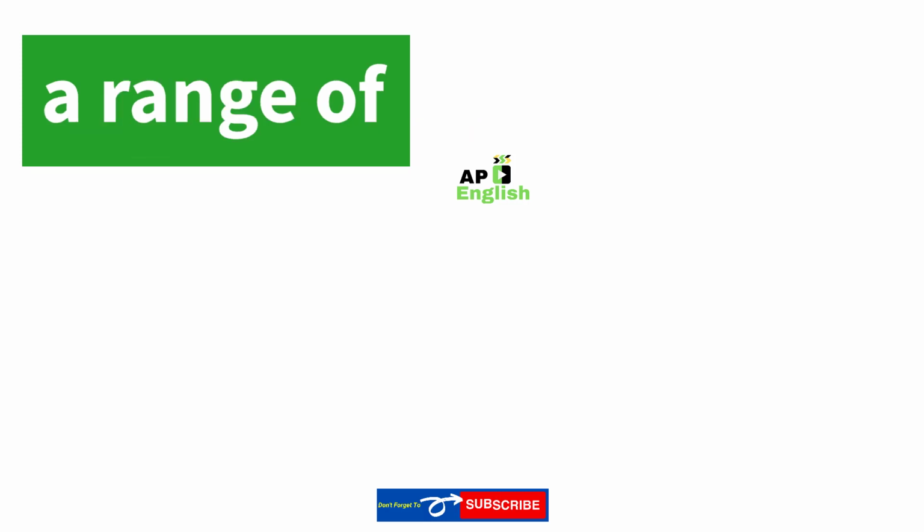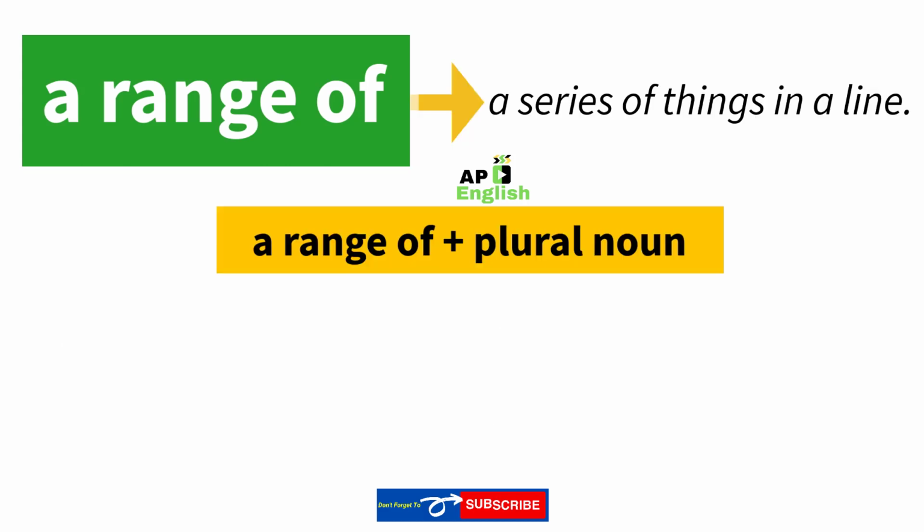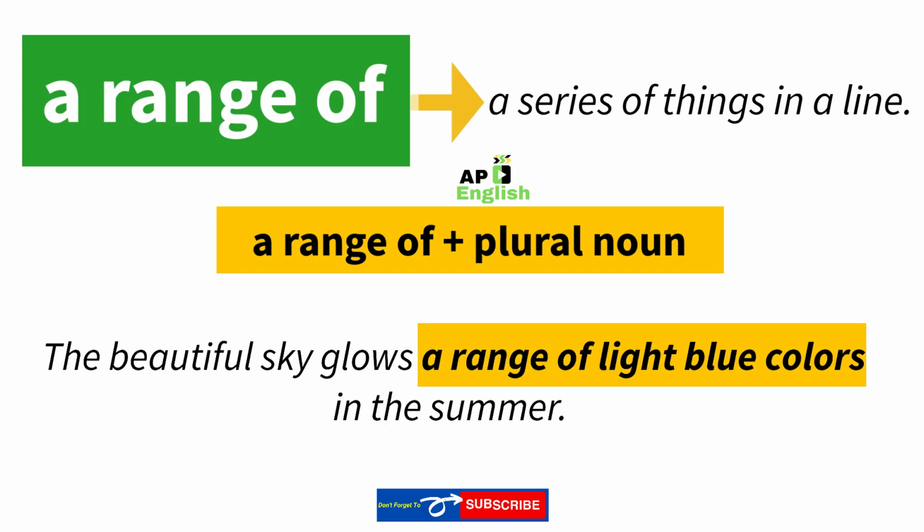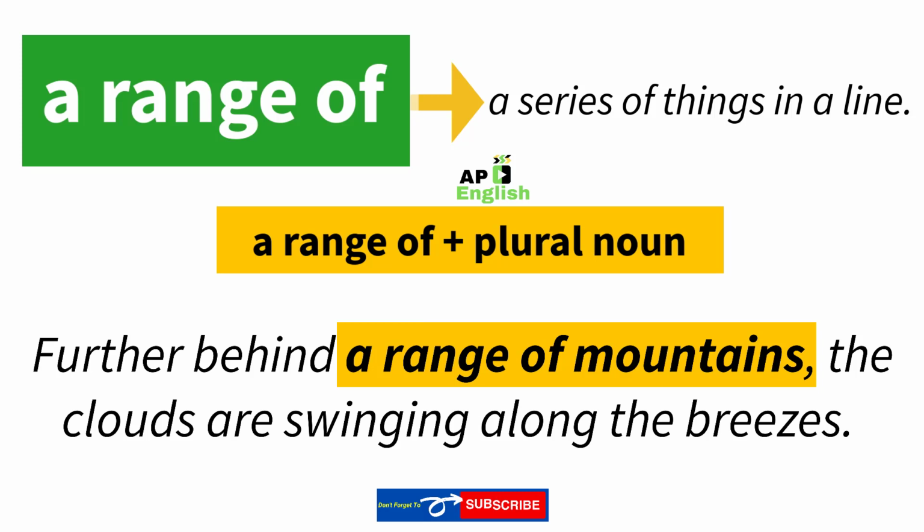A range of, a series of things in a line. Example, the beautiful sky glows a range of light blue colors in the summer. Further behind a range of mountains, the clouds are swinging along the breezes.